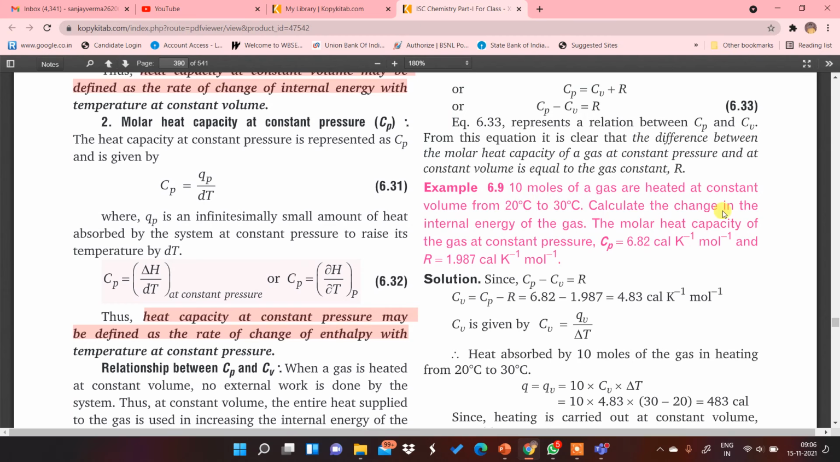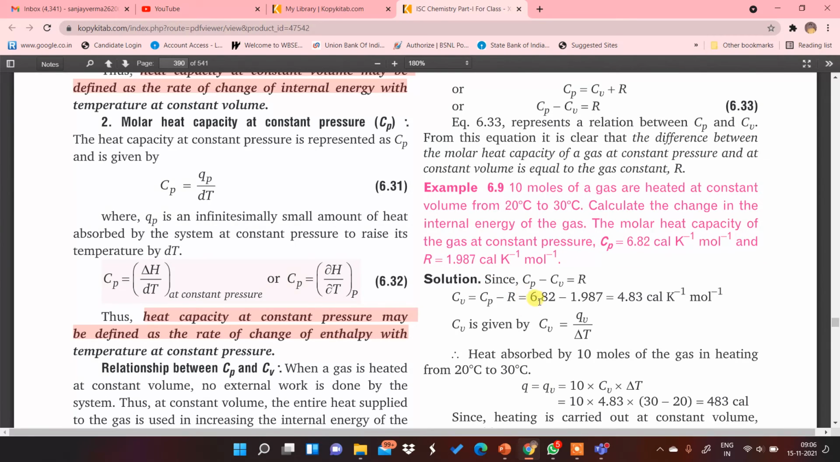The number of moles is given. It is heated at constant volume from 20 to 30, that is a 10 degrees Celsius rise in temperature. Calculate the change in the internal energy of the system. That means you find delta U. The molar heat capacity Cp of the gas is given, and the value of R is given.